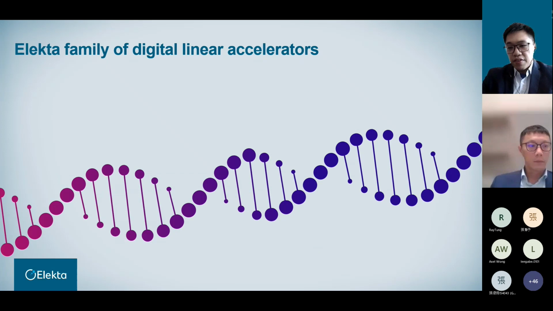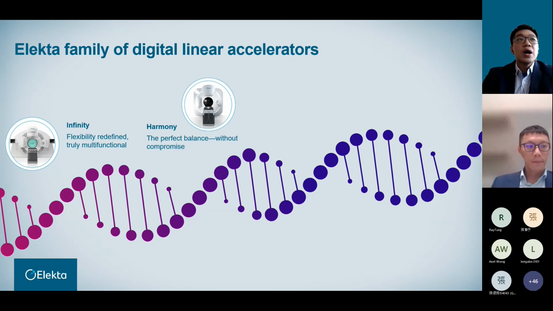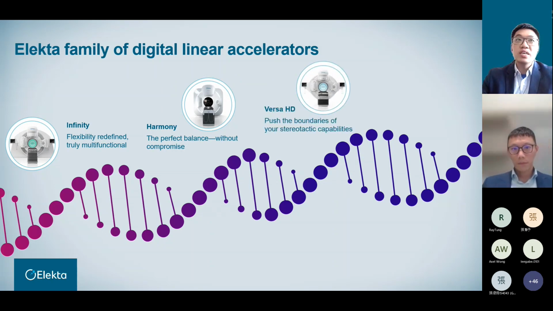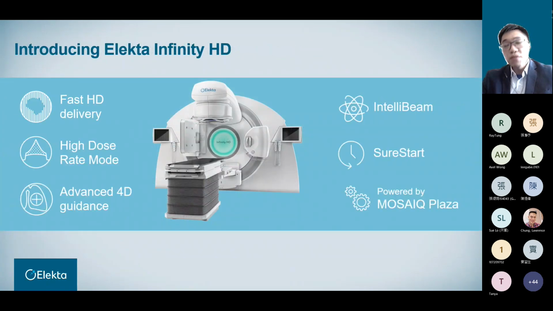Just to have a very general overview of all of the linear accelerators we have in Elekta, we have our Infinity, which is flexibility redefined and a truly multifunctional linear accelerator. We have our Harmony, a high-performance linac that's perfectly balanced without compromise. We have our Versa HD, the highest tier premium linac that pushes the boundary of stereotactic capabilities. And lastly, we have our Unity, which gains the advantages of our state-of-the-art 1.5 Tesla MR-RT technology. I'll start off with Infinity.